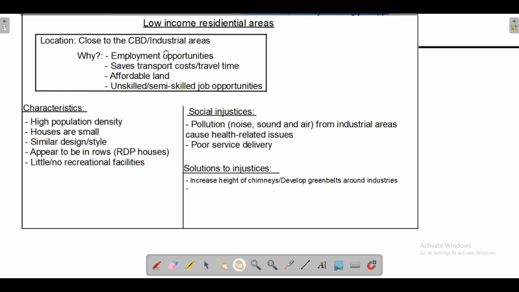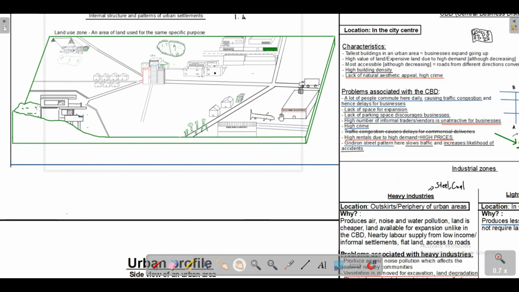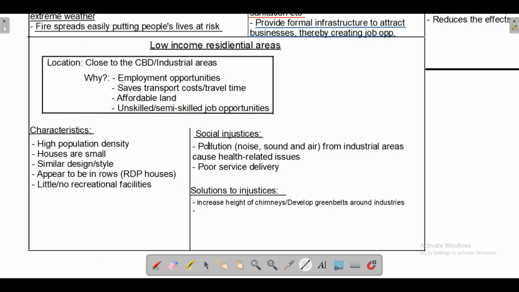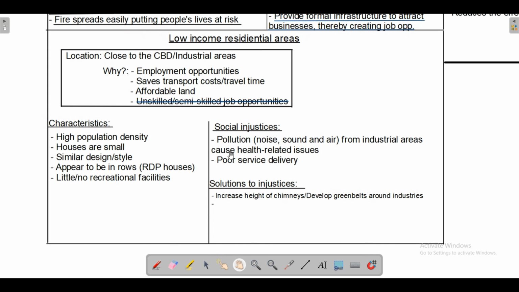land. For an example, being close to industrial areas, remember, industrial areas are situated where there's cheaper land. So you want to build your house on cheap land. Mention that. Employment opportunities for unskilled and semi-skilled people.